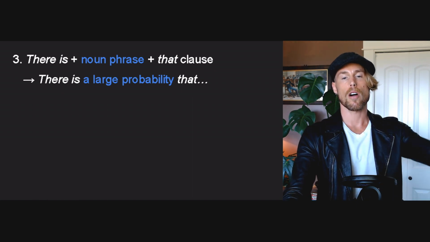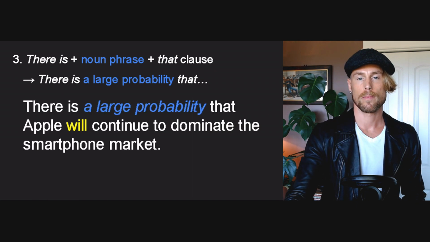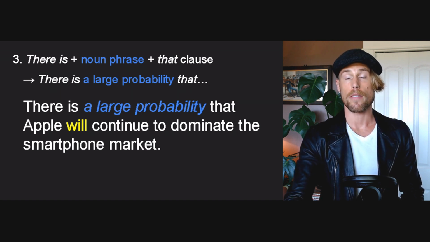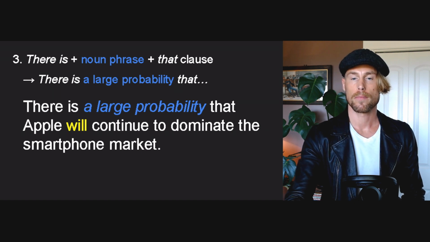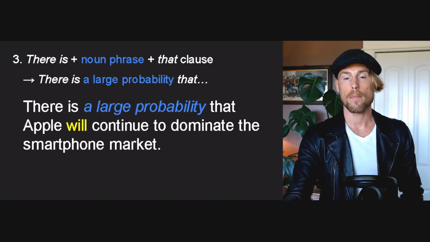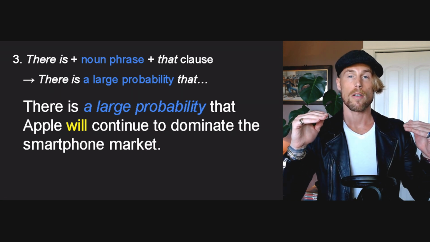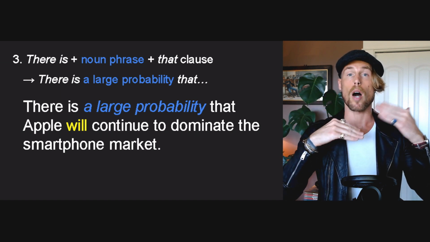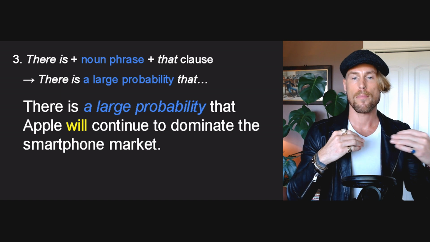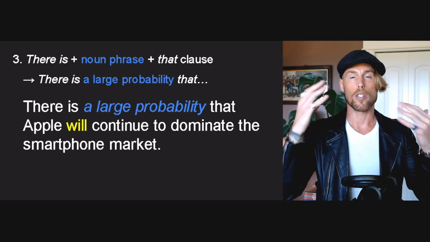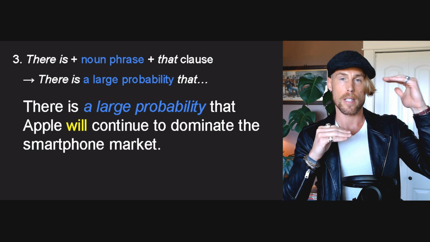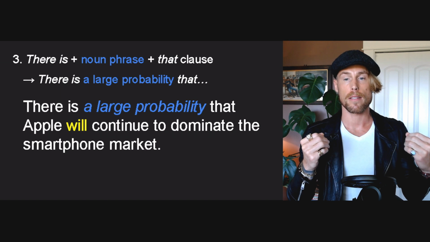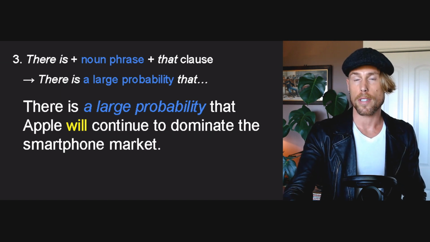Okay, there is a large probability that. There is a large probability that Apple will continue to dominate the smartphone market. So a large probability. Probabilities are low or high? Probabilities are high. It's probable, probably going to happen. And a large probability would be almost certainty. 85%, 90%, 95%. Quite certain.